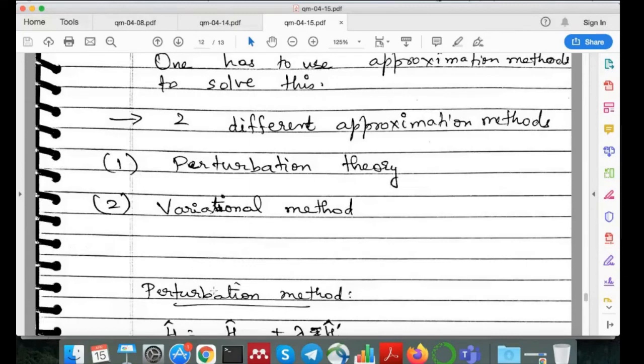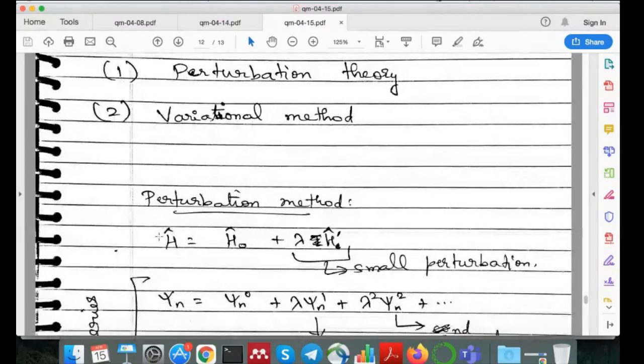So what is the perturbation method? Basically, we consider that the Hamiltonian is the simple unperturbed Hamiltonian plus some small lambda times the perturbation. In the case of our helium atom system, we can consider that H naught is the Hamiltonian for the hydrogen atom, and then there is some small perturbation to it. That is your lambda times H dash, a small perturbation to the original unperturbed Hamiltonian.